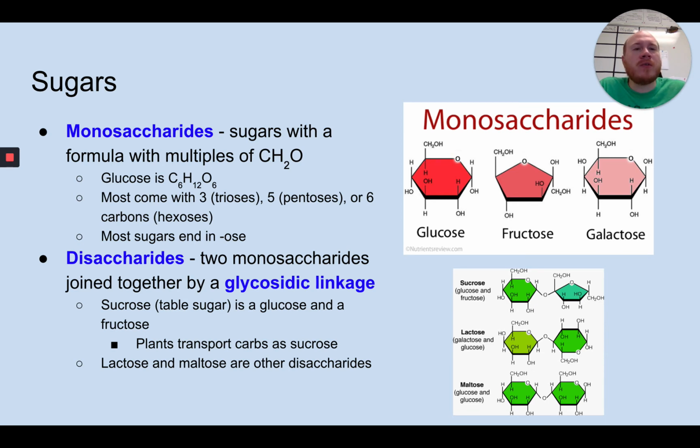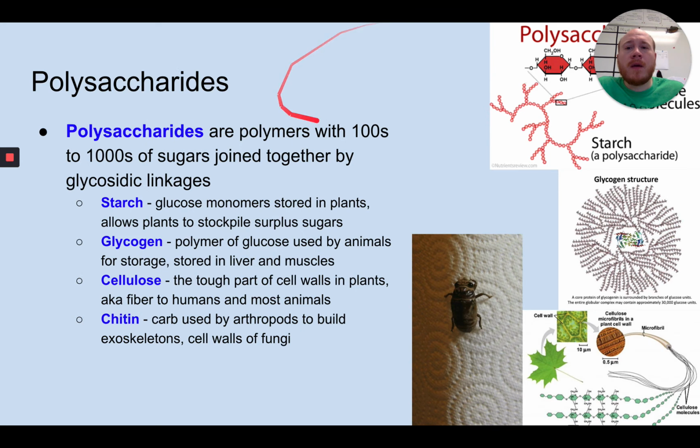If you're lactose intolerant, you don't have the enzymes to break this sugar down, and your body purges it because it can't use it. And then maltose is a sugar also found in things like alcoholic beverages. So, polysaccharides are polymers with hundreds or thousands of sugars joined together by glycosidic linkage.